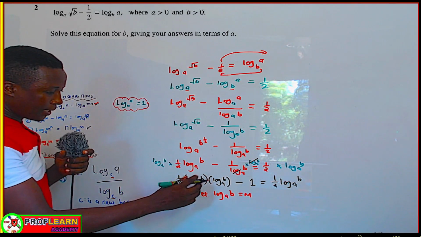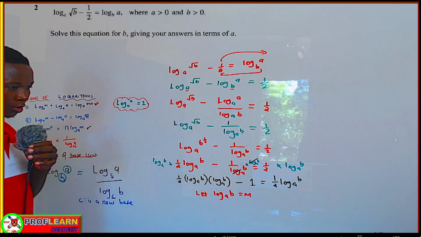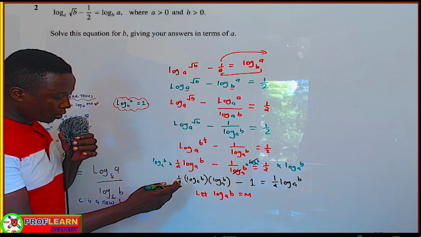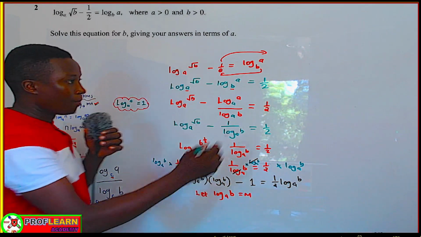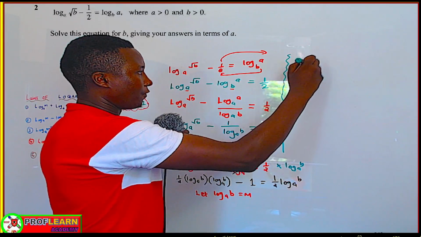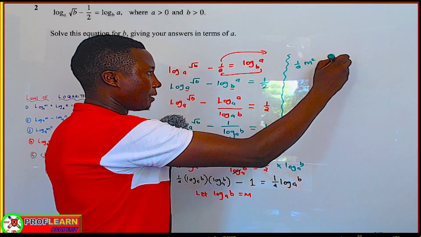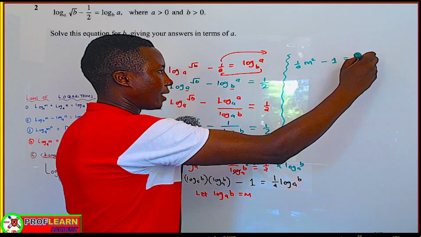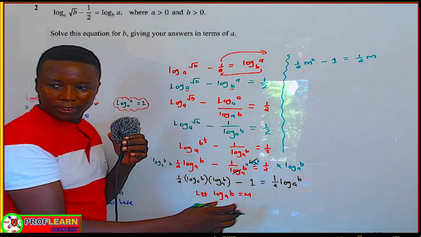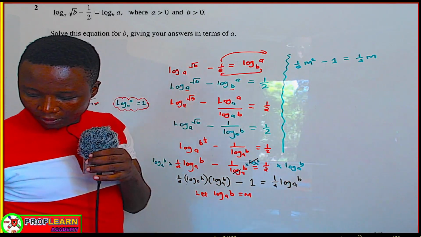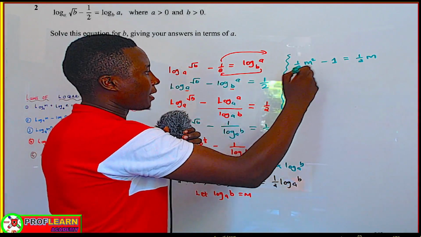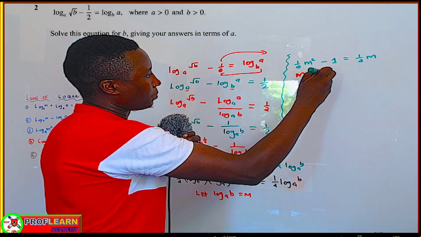So we equate anywhere you have log b base a to be equal to m. So we can form a quadratic equation because this is going to be a half times m, and that is going to translate to a half m squared minus 1 equals a half m, because on this side we have also b log a, so meaning we are going to have that as m as well there.